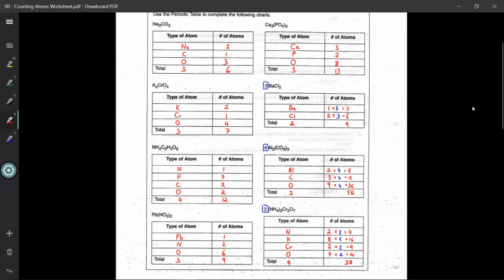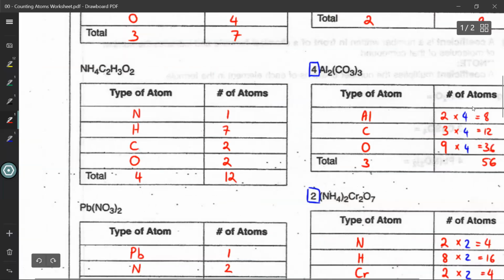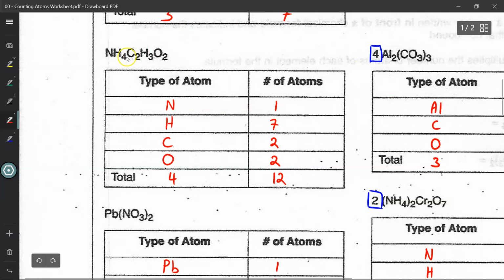The only ones that you might have difficulty with is over here. You'll notice that the hydrogens were split up into 2 different areas, H4 here and H3 here. You must combine them together to make 7 H's. Now there is a reason why they separate these H's, is because this is a polyatomic ion and this is a different polyatomic ion, but you'll learn more about that one in grade 11.